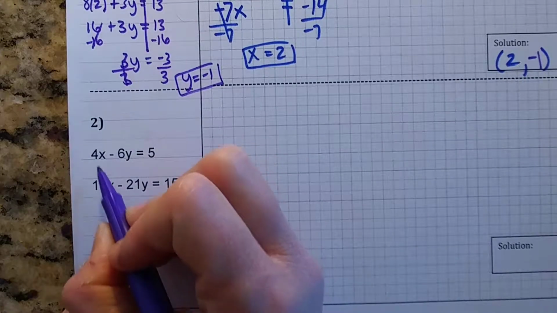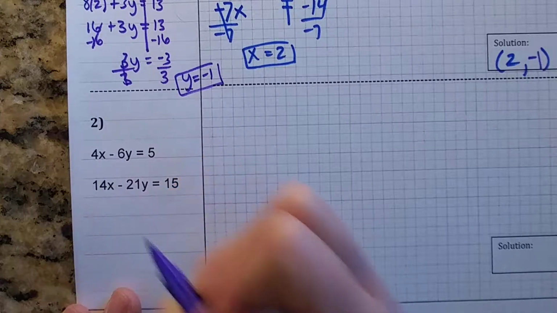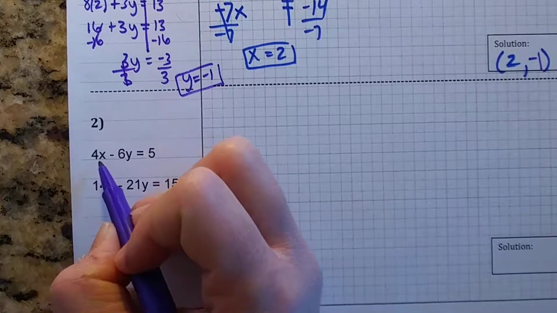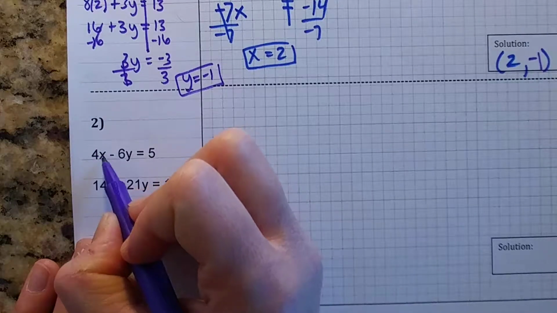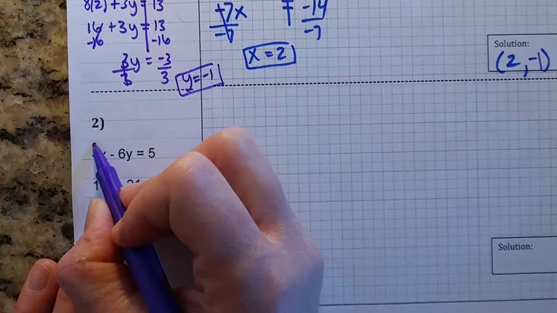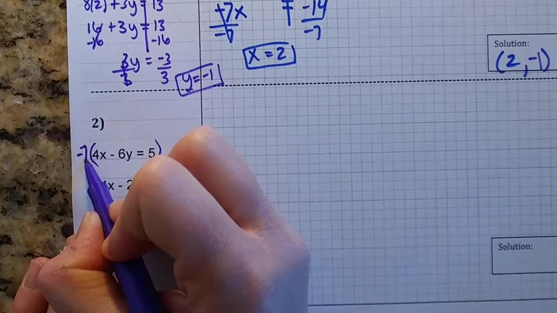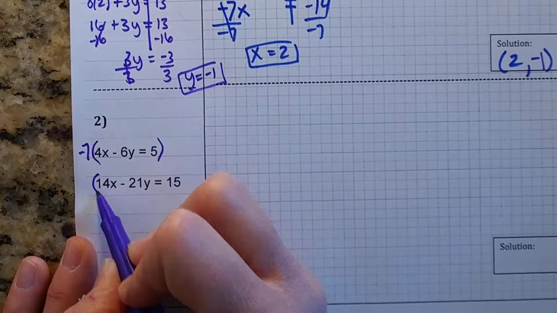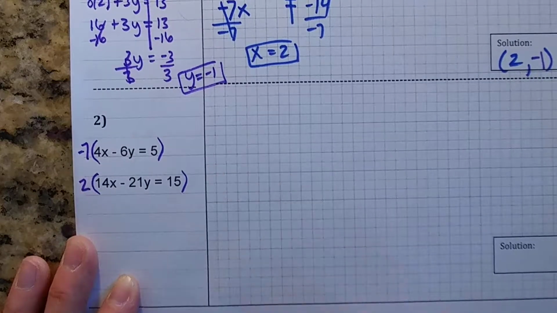Well, that would mean one of them, though, is going to have to be negative to get them to cancel out. So let's make the top one negative. Remember, I want that 4 to be a negative 28. So I'd have to multiply it by negative 7. The bottom one, let's get that to be positive 28. So I'm just going to double it.